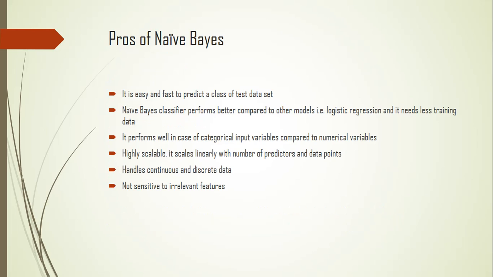Now let's discuss some of the pros and cons of naive Bayes algorithm. Naive Bayes is an easy and fast algorithm to predict the classes of a test dataset. Naive Bayes classifier performs a lot better compared to other models, for example logistic regression, and it also needs less training data. It performs well in cases of categorical input variable compared to numerical variables. It is highly scalable and it scales linearly with number of predictors and data points. It handles continuous and discrete datasets and is not sensitive to irrelevant features.